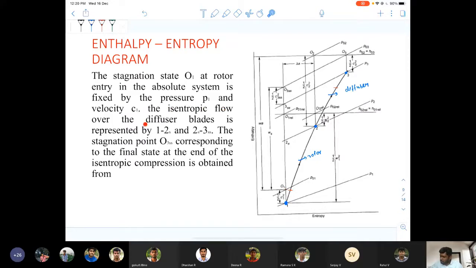The isentropic flow over the diffuser blade, this is the diffuser blade, is represented by 1 to 2s, and 2s to 3ss. This is 3ss, and this point is 2s. Therefore, the isentropic flow over the diffuser blade is represented by 1 to 2s and 2s to 3ss.